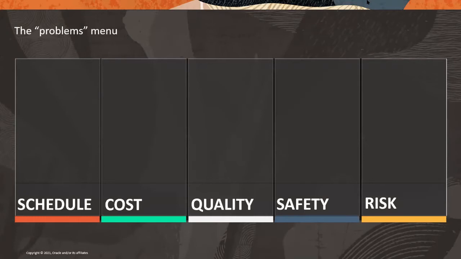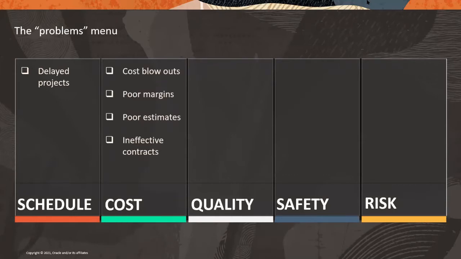So often the problems menu looks like something like this. So on the schedule front, you have delayed projects. Cost, we were just discussing that. But often when that is not managed effectively, you have cost blowouts, margins are poor, estimates are not right, ineffective contracts. Quality is a big issue. There's quality in terms of the materials, often requiring rework. Safety is a big deal, incidents, near misses.